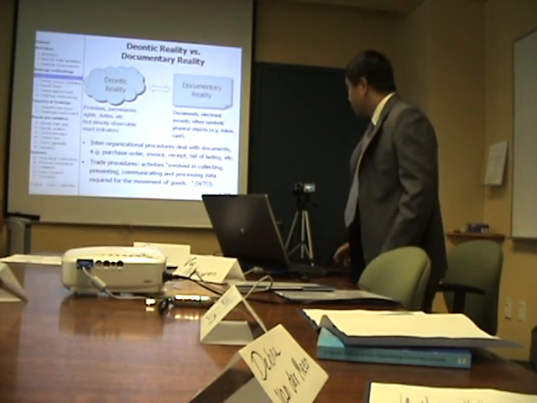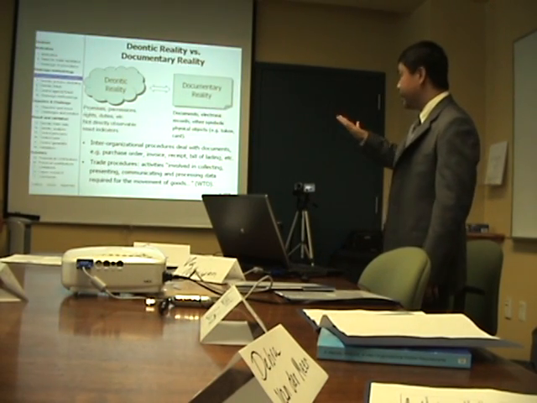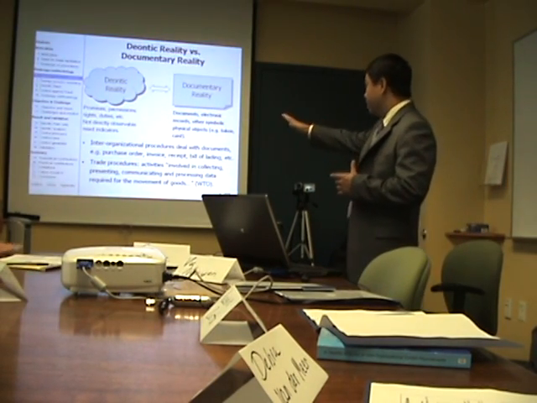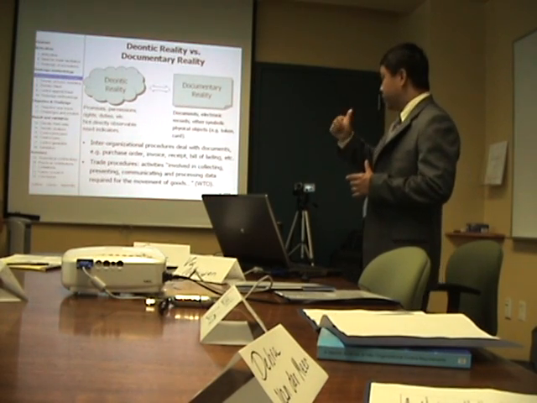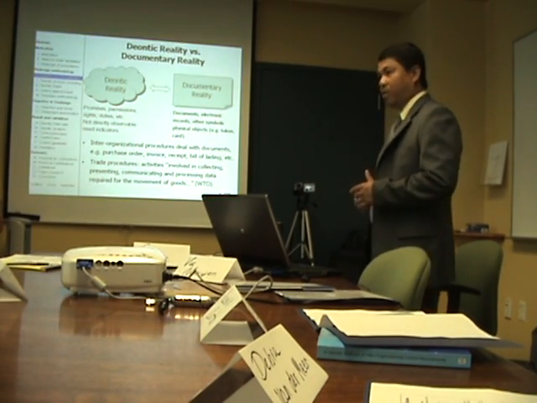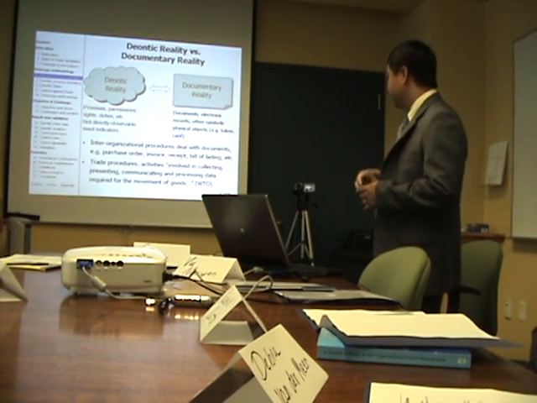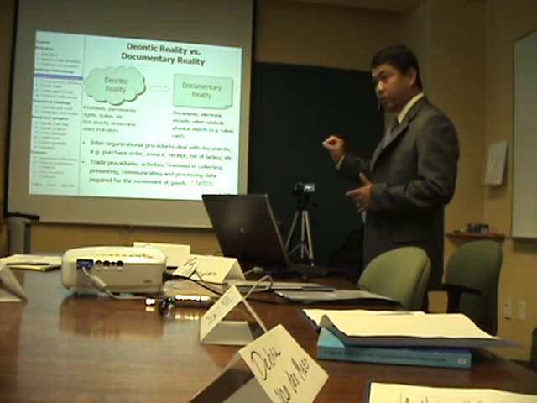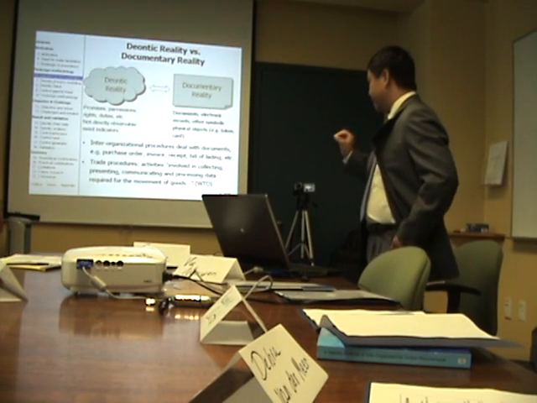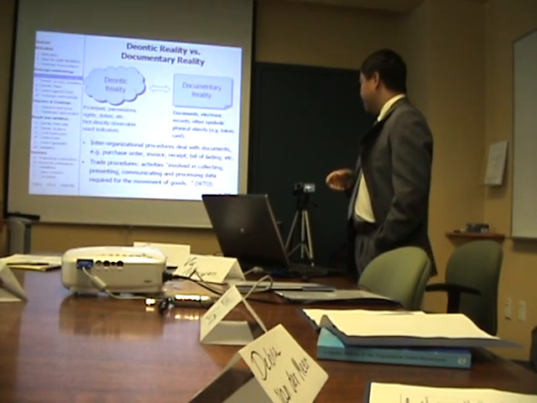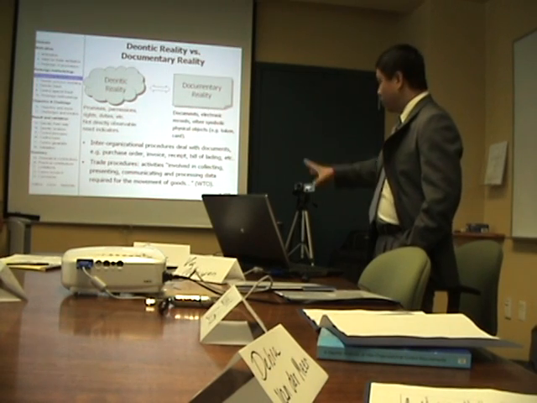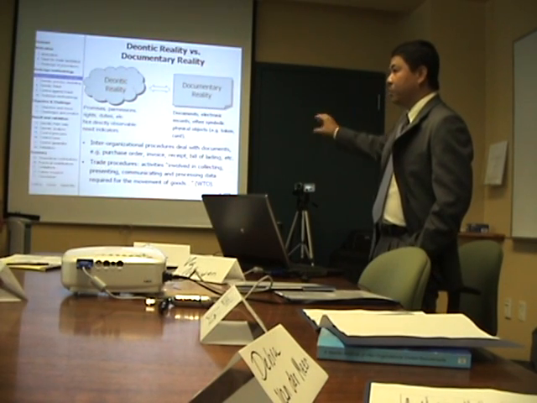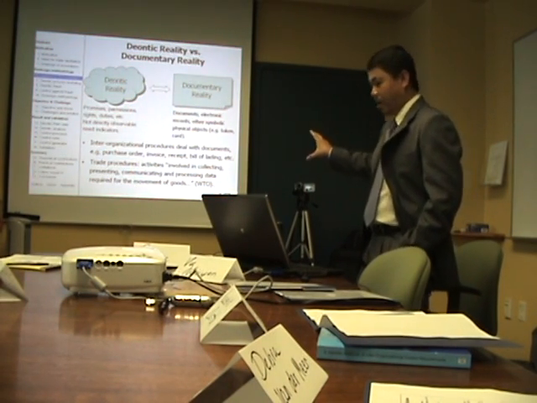So at the surface level, trade procedure is about documents. Trade procedure deals with documents. If you look at trade procedure or interorganizational procedure in general, you will see the procedure deals with the movement of purchase orders, invoices, receipts, bills of lading, etc. In fact, the World Trade Organization defines trade procedure as activities involved in collecting, presenting, communicating and processing data required for the movement of goods. So by this view, trade procedure or interorganizational procedure is about the movement of documents, the flow of documents.